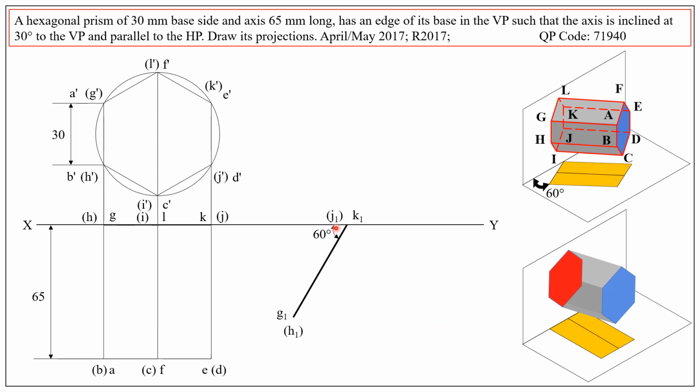So we have reoriented this edge. Now we are going to draw one of the long edges, KE. That edge is inclined at an angle of 30 degrees. So from JK draw a 90-degree line to the 60-degree line and obtain point E1 D1 on that 30-degree line. The distance between K1 and E1 is equal to 65. So this 65 is transferred.